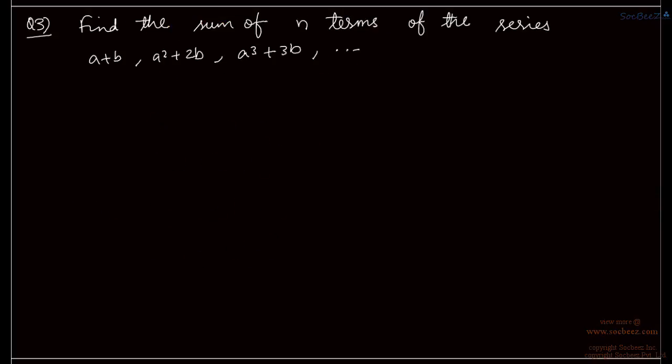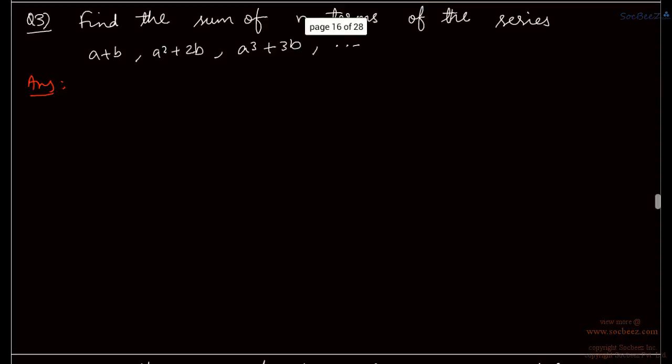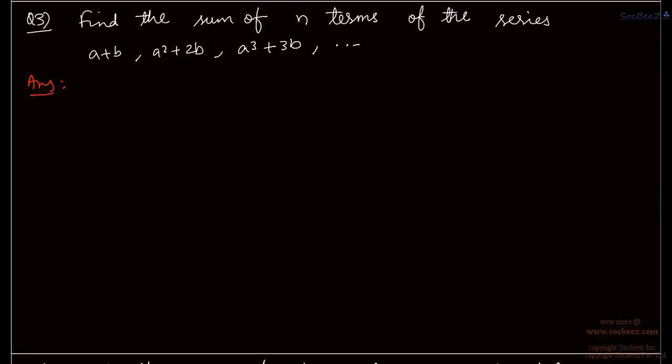Right. So the next question is find the sum of n terms of the series a plus b, a square plus 2b, a cube plus 3b, and so on. Now, how do I write this? First, I write this as a plus b, which is the first term, a squared plus 2b, the second term, a cube plus 3b, okay, and so on. Right.